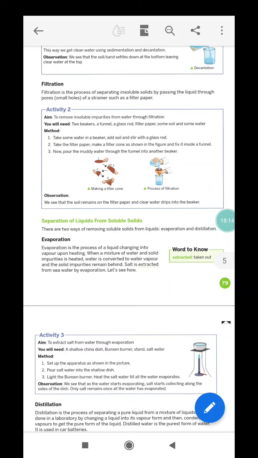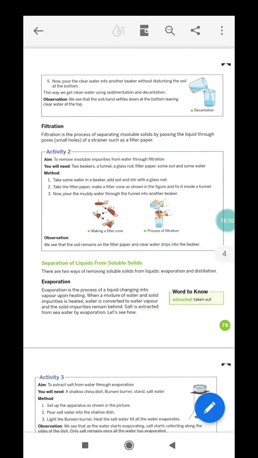Then pour the muddy water through the funnel into another beaker. You have to pour this muddy water into the funnel where the filter paper is fitted as a cone. Then we will get the clear water, because the insoluble particles will be filtered in the filter paper. Now the observation: we will see that the soil remains in the filter paper and clear water drips into the beaker. That means we will get the clear water in the beaker.